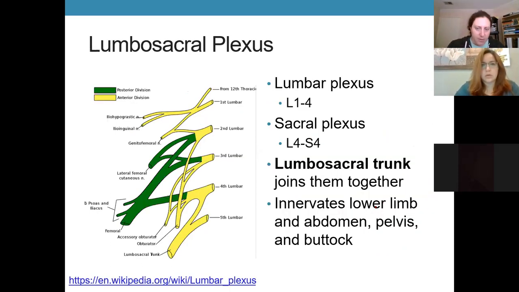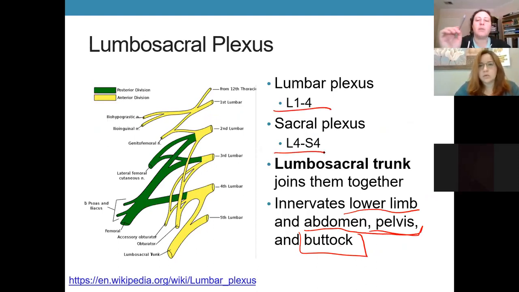The lumbosacral plexus is a combination of the lumbar plexus and the sacral plexus. So basically, both your lower limbs, parts of your abdomen, pelvis, as well as your buttocks, all supplied by these lumbar ventral rami and your sacral ventral rami. So technically there's 2 different ones, but there's a little bit of crossover between some of the branches, and so they're often referred to together.